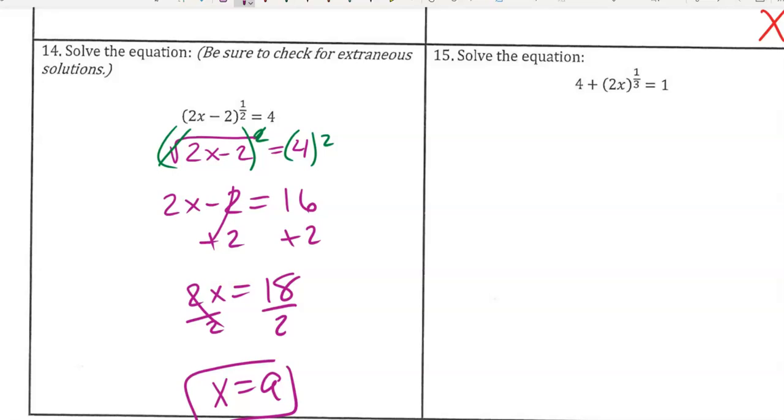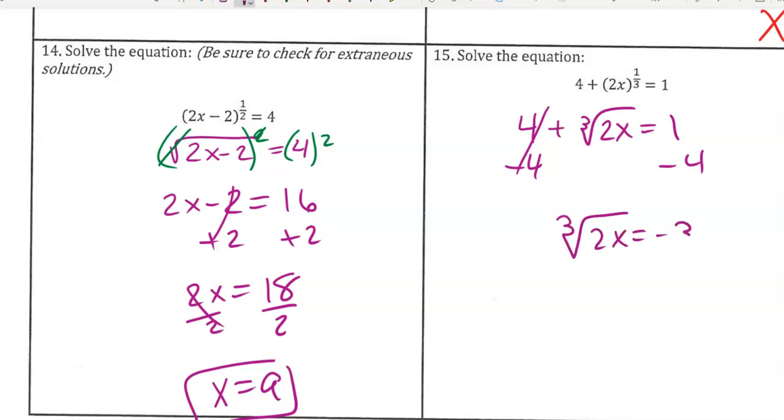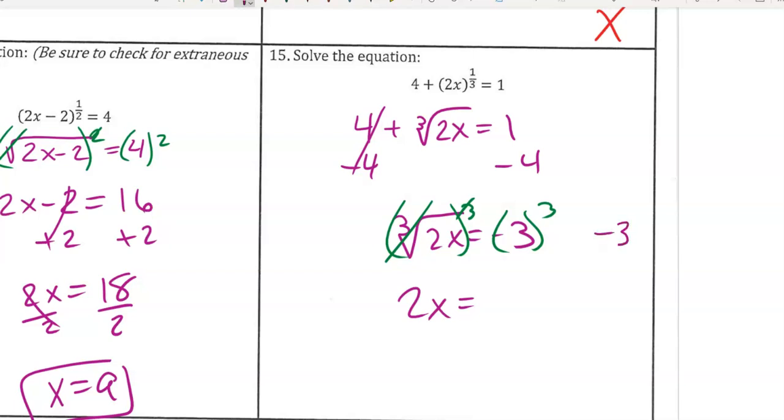1/3 can be rewritten as the cube root. So we can subtract 4 and then take the cube of both sides. And if I'm moving too fast for you at any point, just slow down the video. On YouTube, you can change the pace. All right, so negative 3 cubed is negative 3 times negative 3 times negative 3. Negative 3 and negative 3 is 9 times negative 3 is negative 27.